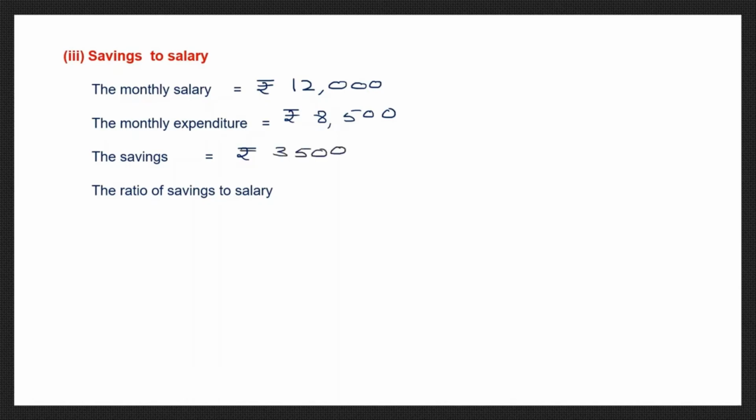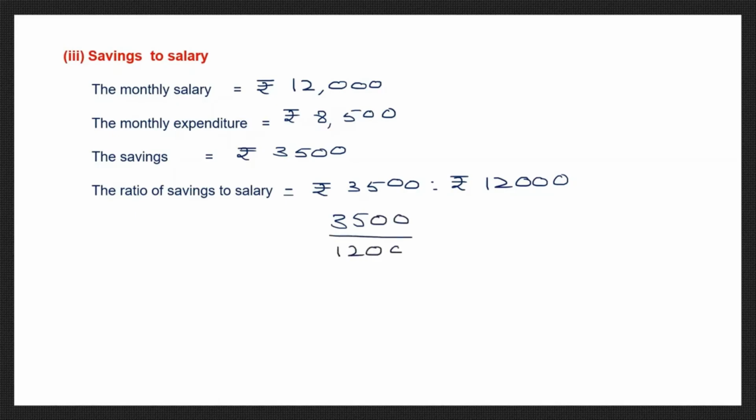Now we need to find the ratio of savings to salary. So savings is 3,500 is to salary is 12,000. Now let's start finding the ratio. So we write this as a fraction first, 3,500 and 12,000. Now to simplify, let's cancel 2 zeros and 2 zeros there. Now let's divide both by a common factor, that is 5. The common factor is 5.